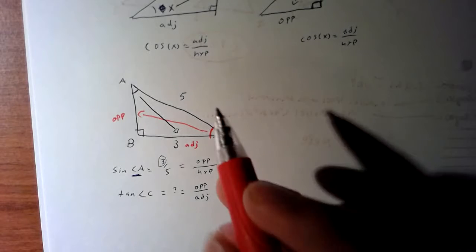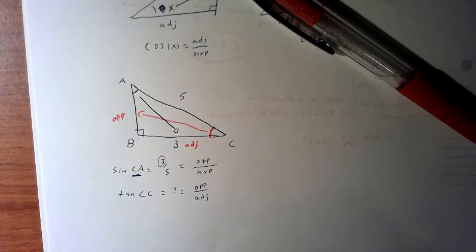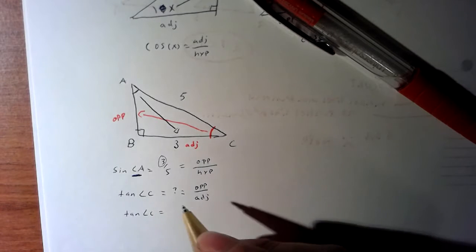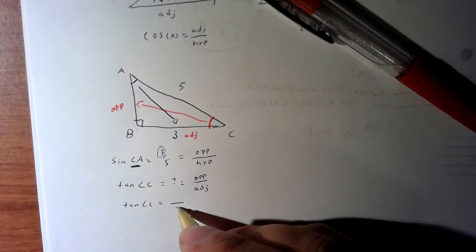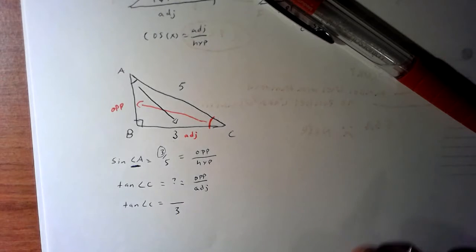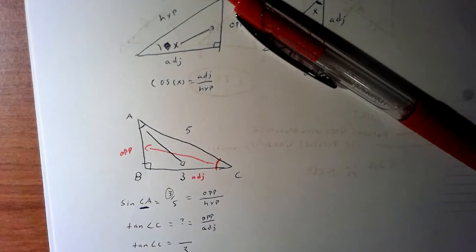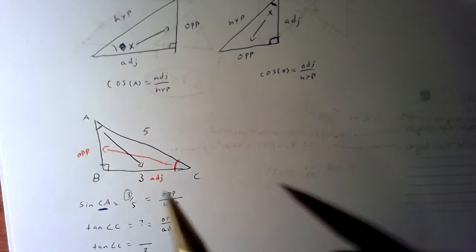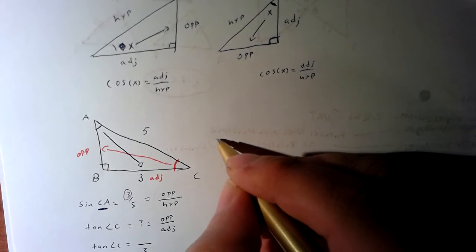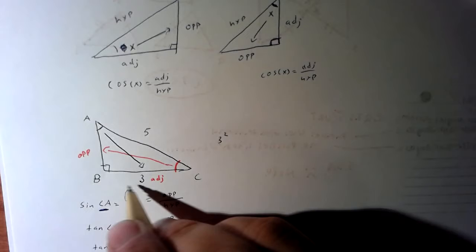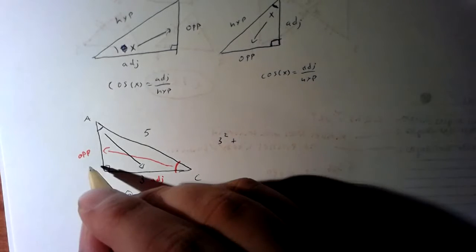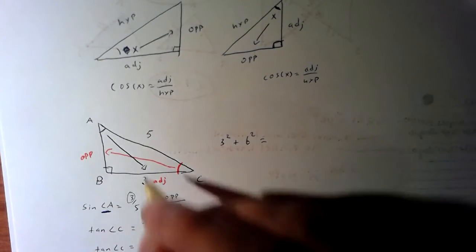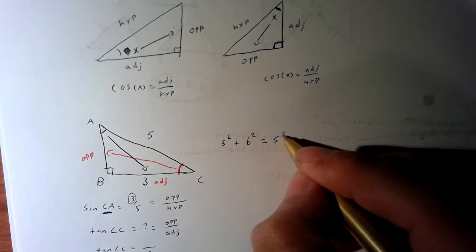Okay. Now we already know what the adjacent is, right? It's 3. So I'm going to go ahead and write this again over here. Tangent of C equals opposite over adjacent. So we know the adjacent is 3, but we don't know what the opposite is. We don't have a number for that. So we need to solve for that. So how do we do that? Well, this is a right triangle, and we can use the Pythagorean theorem. So that would be 3 squared, one of the legs, plus, let's call this B, so B squared, which is the leg we're looking for, equals the hypotenuse squared, which is 5, so 5 squared.